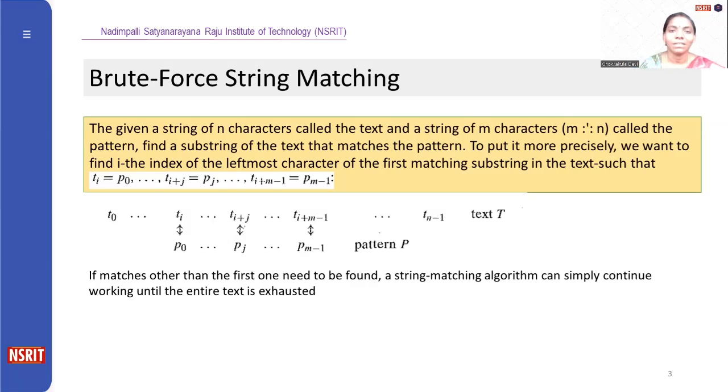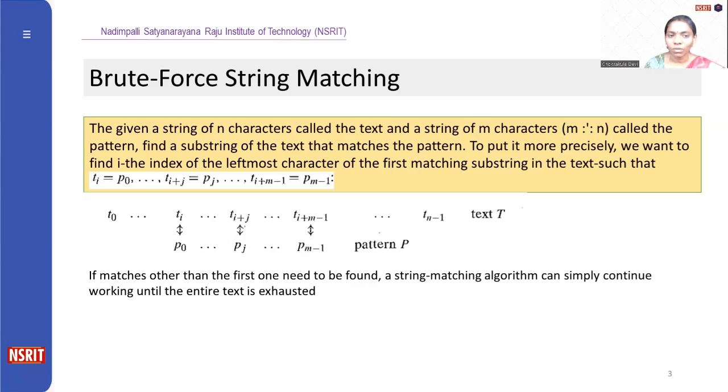Let's see the problem statement. Given a string of n characters, which is called the text, and a string of m characters, which is called the pattern, find a substring of the text that matches the pattern. To put it more precisely, we want to find the index i of the leftmost character of the first matching substring in the text. Consider t i, which is the character at the ith position of the text.